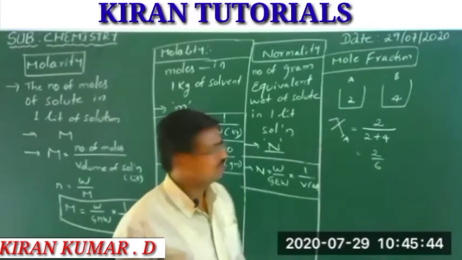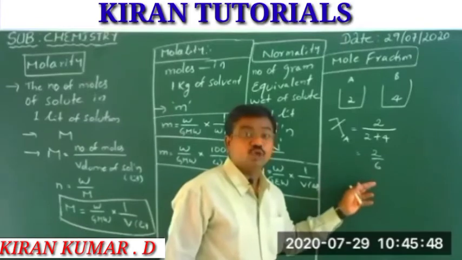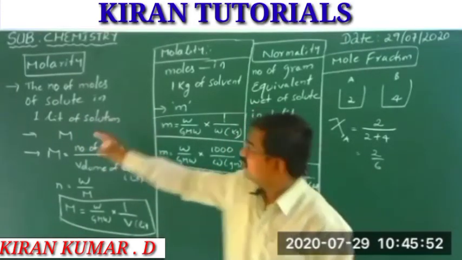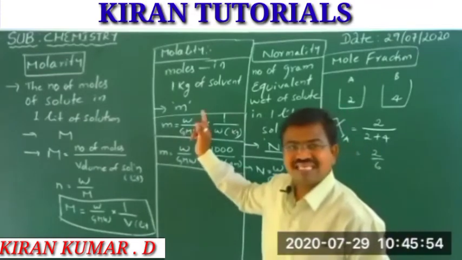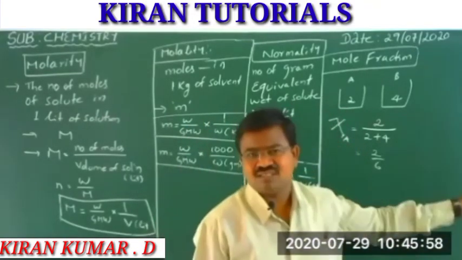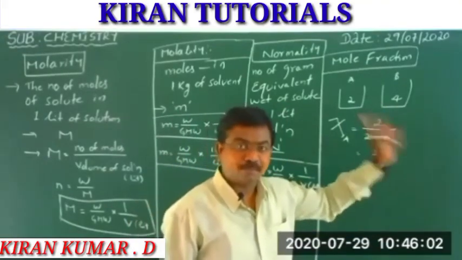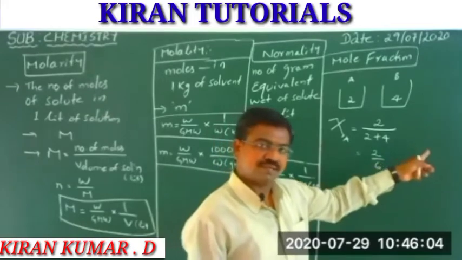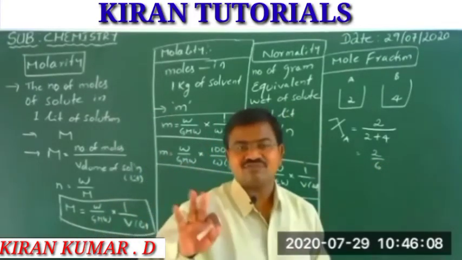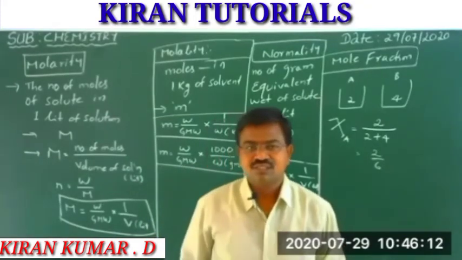Mole fraction does not have any units. Molarity is denoted by unit M, small m. Normality, capital N. But for mole fraction, there are no units. It is also important for completing. Clear? So that is about 4 kinds of concentration terms.